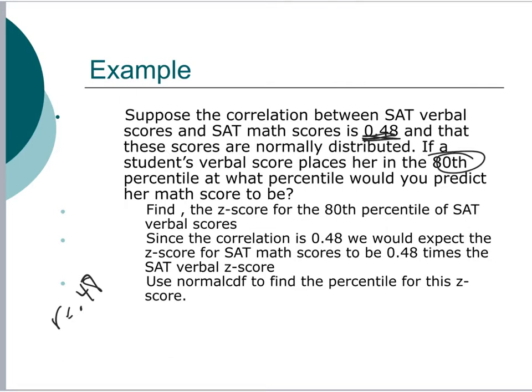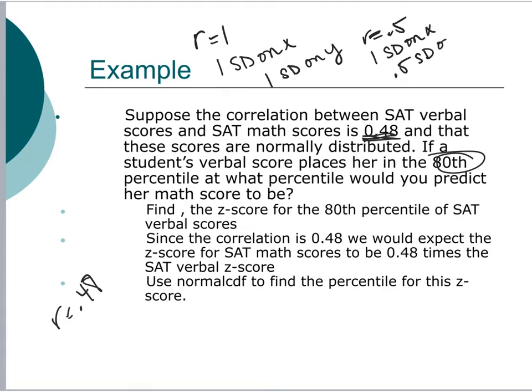Because remember, we said if a correlation is 1, for 1 standard deviation on the x, we expect 1 standard deviation on the y. If r was 0.5, for 1 standard deviation on the x, we expect 0.5 standard deviations on the y, and so on. So if r is 0.75, for 1 standard deviation on the x, we expect 0.75 standard deviations on the y. So we need to know how many standard deviations from the mean this 80th percentile is.